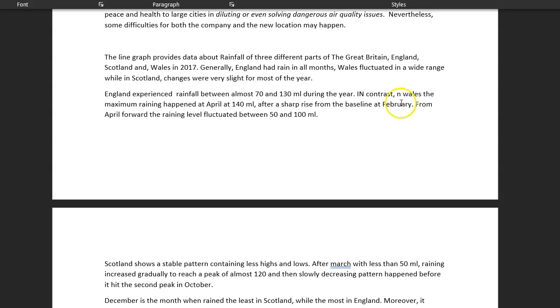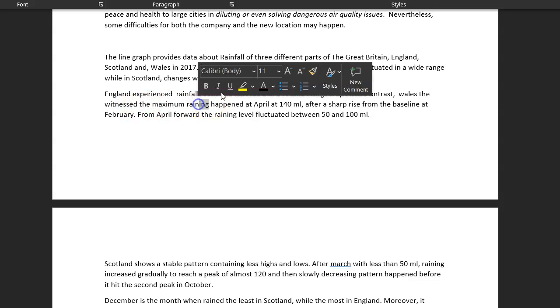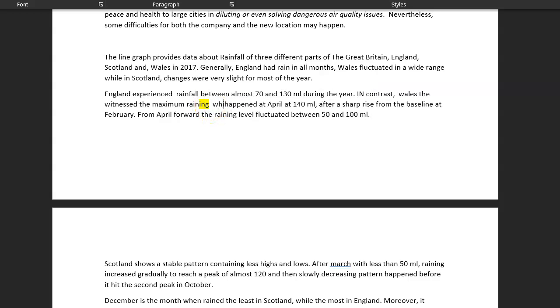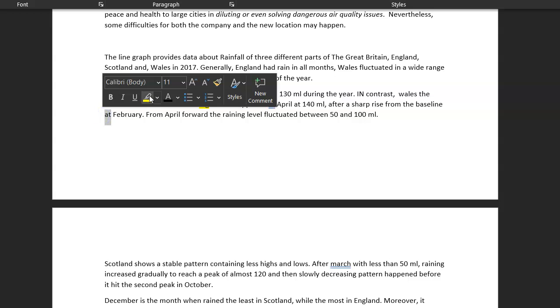So use these connecting phrases because this is going to get you marks for your coherence. In contrast, Wales, capital letter, witnessed, I need to get a verb in there, the maximum rain, which happened, so I have just changed your structure, which happened in April at 140 after a sharp rise from the baseline in February. Good. In for the months of the year.